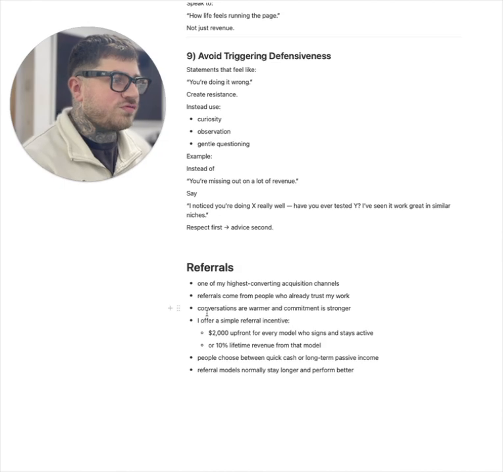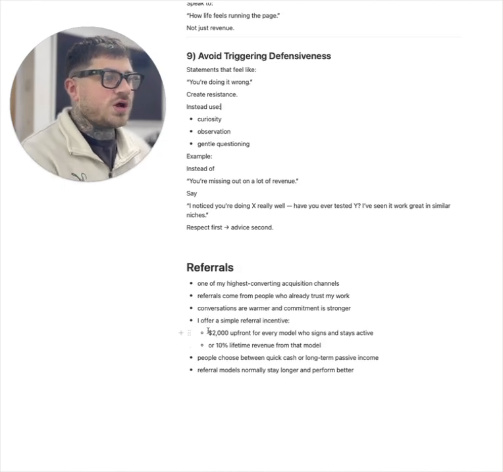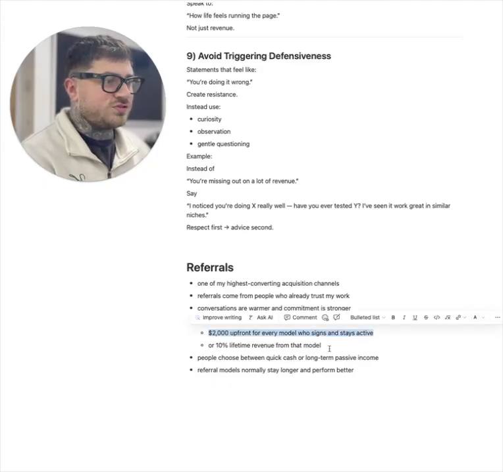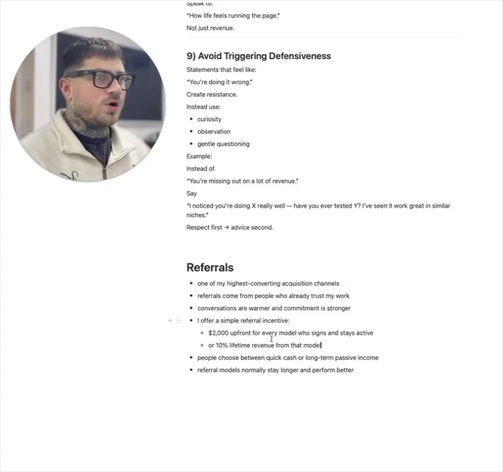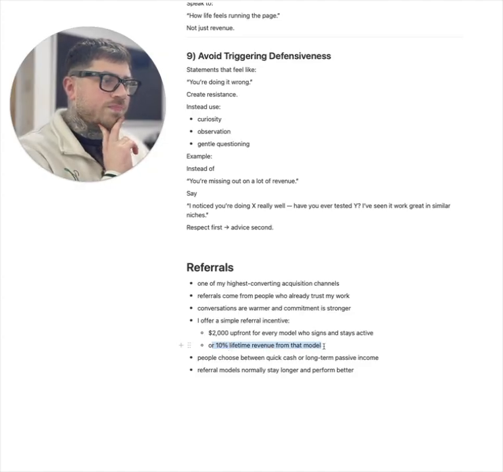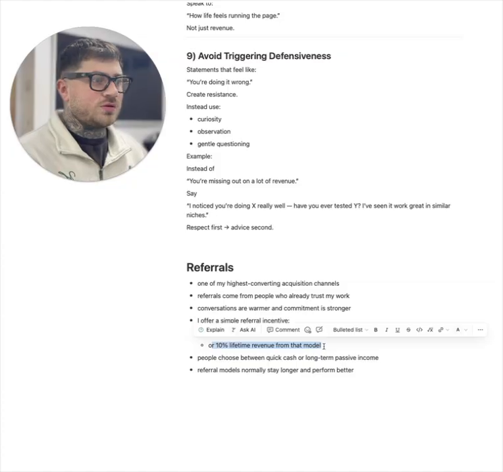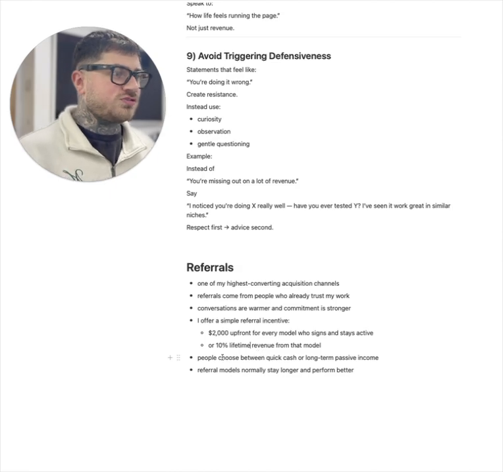You want to have a really good offer. So you want to offer like $2,000 up front for every model who signs, or 10% lifetime revenue. Why this works: someone might want upfront fast cash, or someone might want the steady income. If you also show the people who are making the referrals, especially men, what you do, and get their trust, they'll always choose the 10% because they think, oh, the model's going to make a ton of money. So that's always a good one to do.